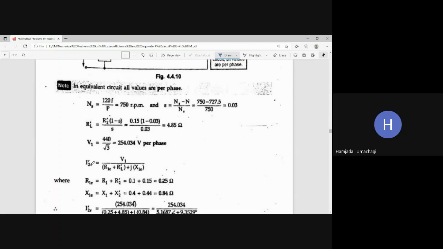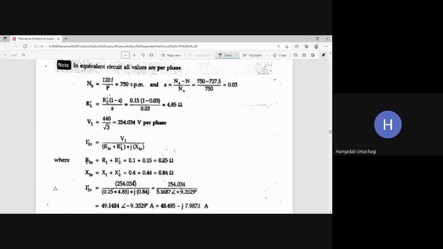Then let us calculate the rotor current during running condition, referred to the stator side. I dash 2R is equal to the stator voltage V1 divided by the equivalent resistance referred to the stator side, that is R1e, plus the mechanical load referred to the stator side, that is RL dash, plus j times the equivalent reactance X1e, where R1e is equal to R1 plus R2 dash. R1 is 0.1 and R2 dash is 0.15. So the equivalent resistance of the induction motor referred to the stator side is 0.25 ohms.